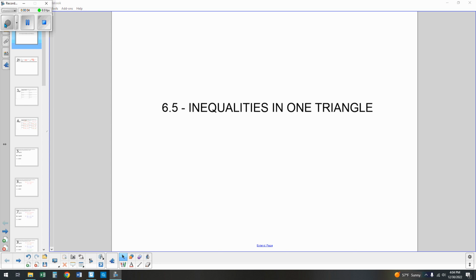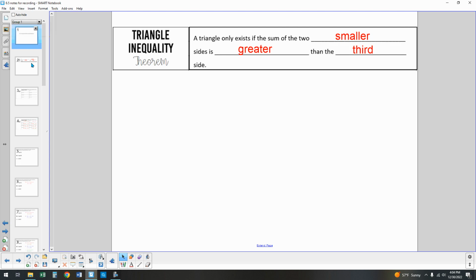This is lesson 6.5, Inequalities in one triangle. So the triangle inequality theorem says a triangle only exists if the sum of the two smaller sides is greater than the third side. This is different than the Pythagorean theorem because we're just talking about sides that make up any triangle, not just right triangles.